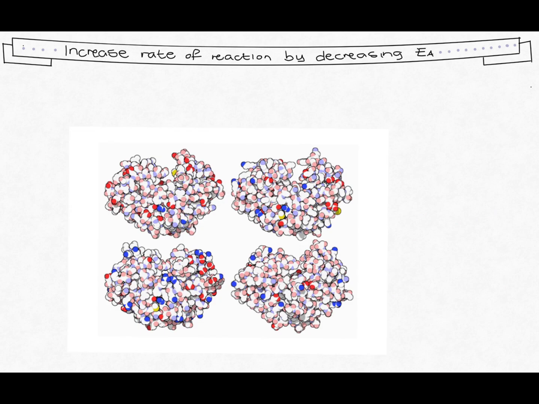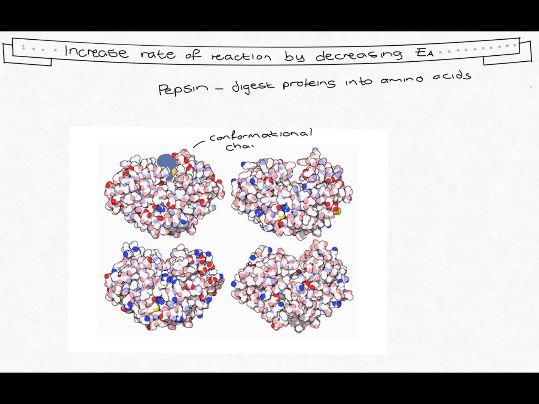Here we have pepsin as an example. Now, pepsin is an enzyme that's responsible for the breakdown of protein into amino acids in the stomach. Here we can see in the 4 examples of pepsin given, in each one the active site is slightly different in shape. The substrate is able to bind to the active site, and the enzyme will undergo a conformational change to fit the enzyme perfectly to optimize binding between the enzyme and the substrate.